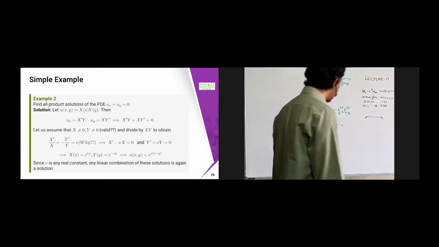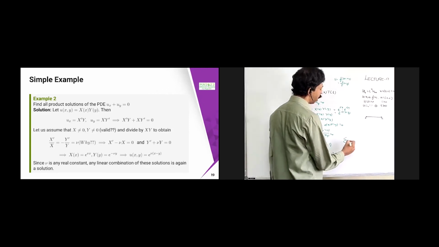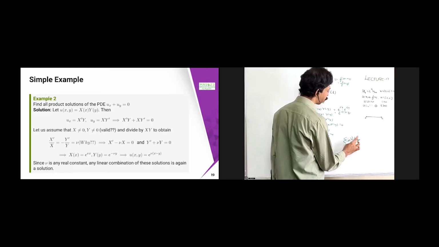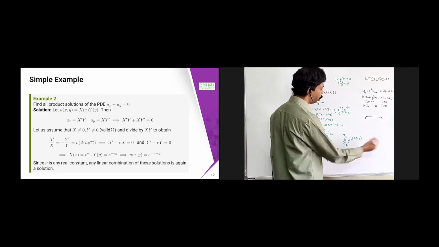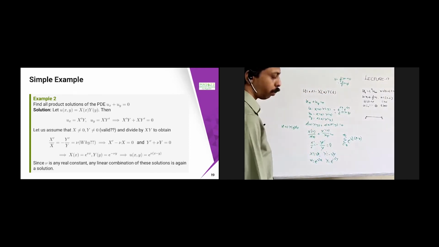In general, for this problem you can write the summation of e power mu i times x minus y, with i equal to 0 to infinity. That is also going to become a solution for this problem.